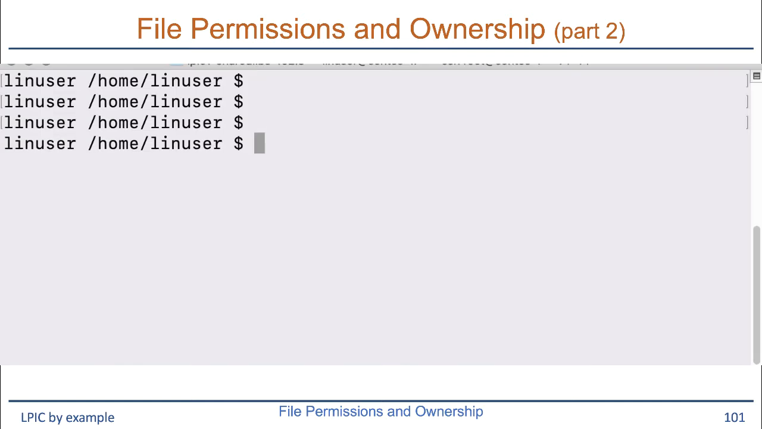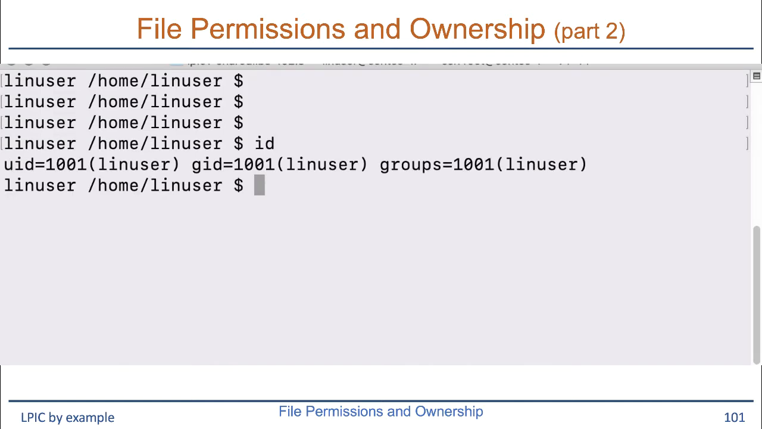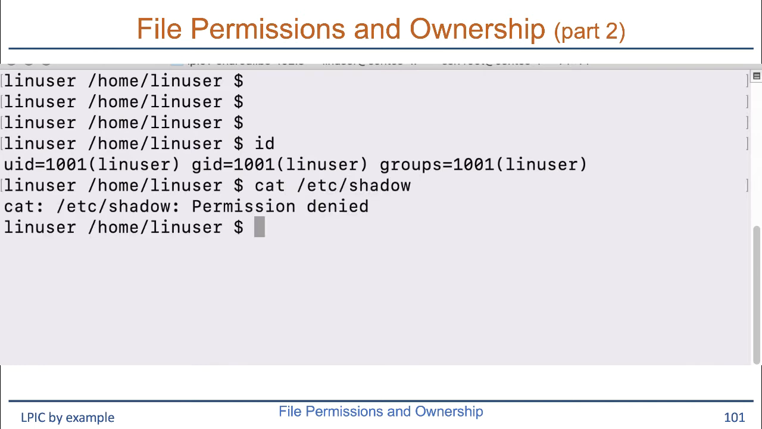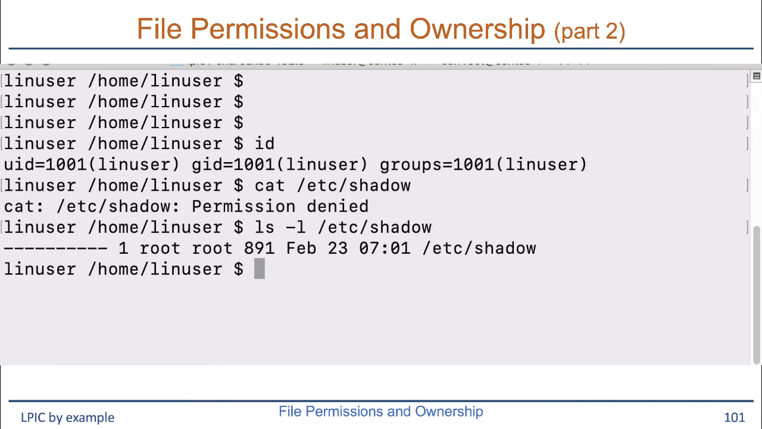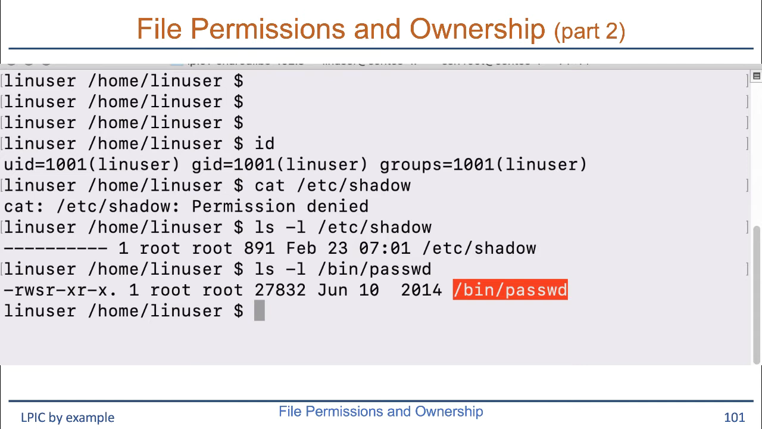First, we see that we're logged in as Lin user, who is a colleague of Henry. Let's check Lin user's user ID. Well, that's 1001. Now let's see whether Lin user is able to read /etc/shadow. Obviously he is not. And the permissions say he has no right whatsoever. The super user root can overrule these permission settings, so root will be able to do whatever he likes to this file. Now let's check the password binary.